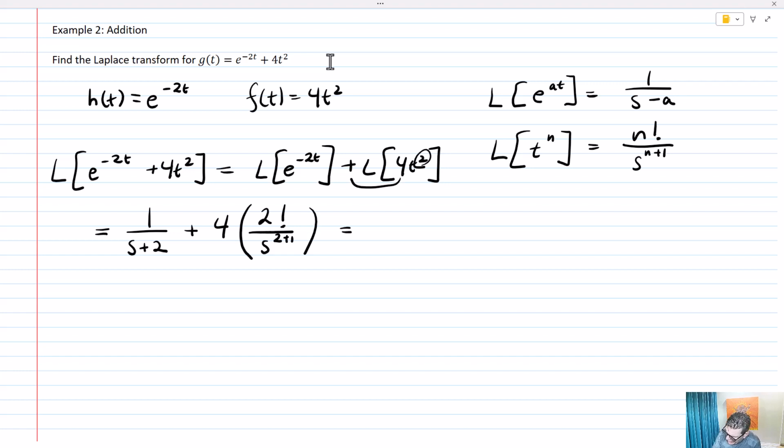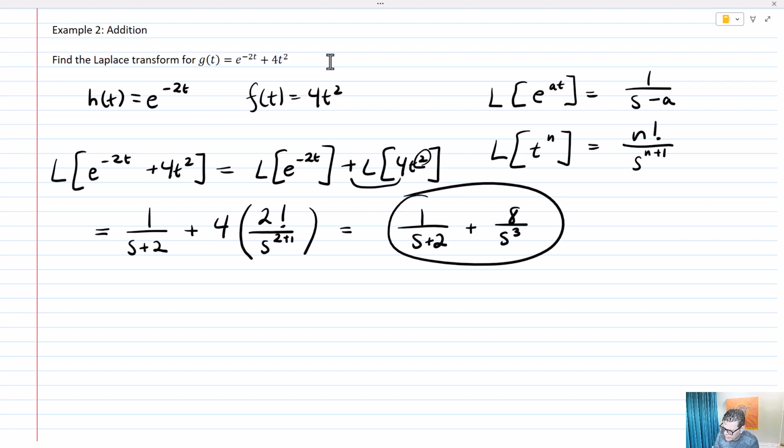When we simplify, we're going to end up with 1 over s plus 2 plus 8 over s cubed. And that is the Laplace transform for g of t. So you can see, all we've got to do is separate out the two functions, and we have Laplace transforms for each individual one. Go ahead, find the Laplace transforms and add them together.